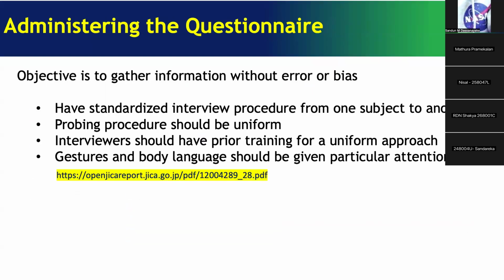So the last slide is about administering the questionnaire. To gather information without error or bias, have a standardized interview procedure from one subject to the other. Probing procedure should be uniform. Interviewers should have prior training for a uniform approach, and gestures and body language should be given particular attention. That is for administering the questionnaire in the interview form.